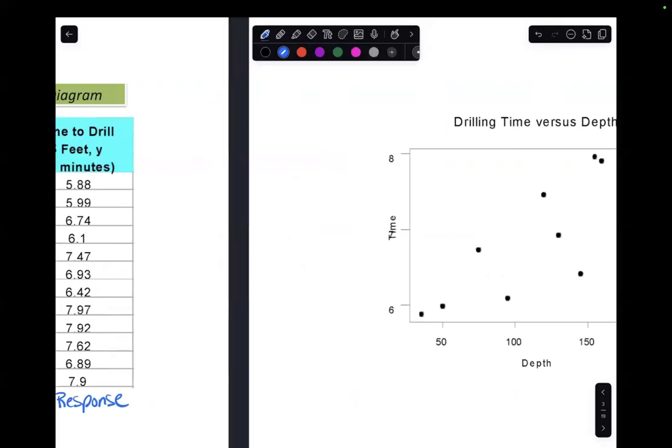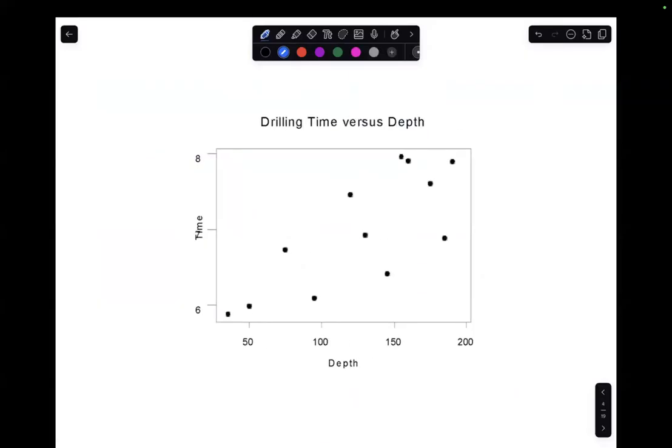Move on. So this is my scatter plot right here. If you look at my scatter plot, I'm just going to draw a line through it. You can kind of see that as my drilling depth gets deeper, it's going to take me longer to drill. Now, not every time, like this one right here. That one we drilled pretty fast, but for the most part, you can tell it has a positive slope. It is going up. As the depth gets deeper, the time is getting longer. You can see that there is a trend there.